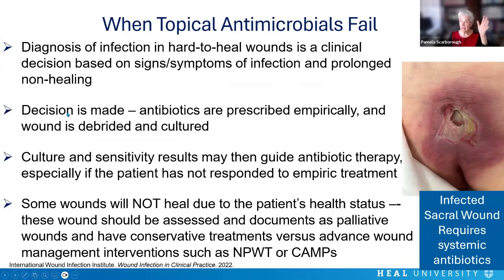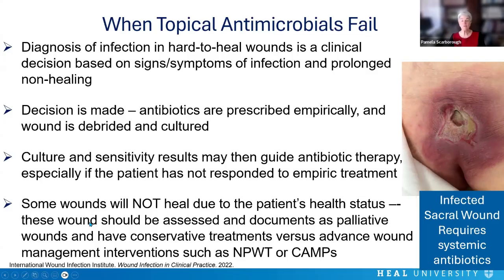The decision is made. We're going to need some antibiotics, some antimicrobials. So the antibiotics are prescribed initially empirically, and the wound is debrided and cultured at that time. That culture and sensitivity test is sent to the lab to then guide the antibiotic therapy, especially if that patient hasn't responded to the empiric treatment that the provider gave, the systemic antibiotic that the provider gave.